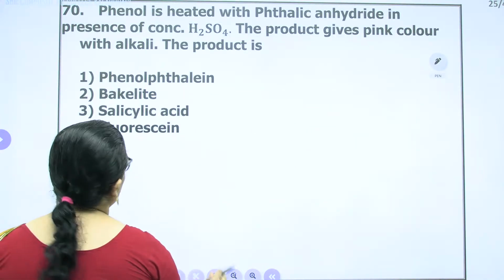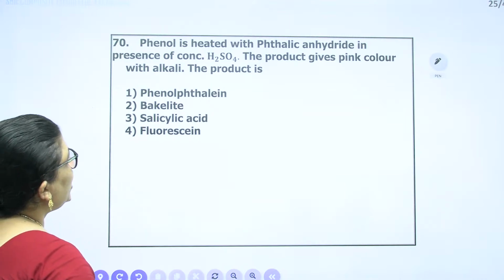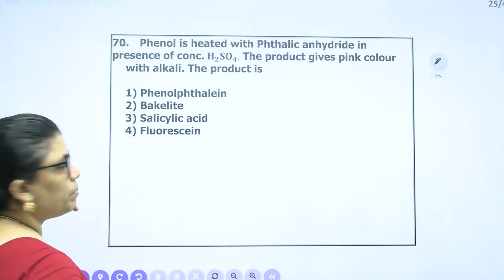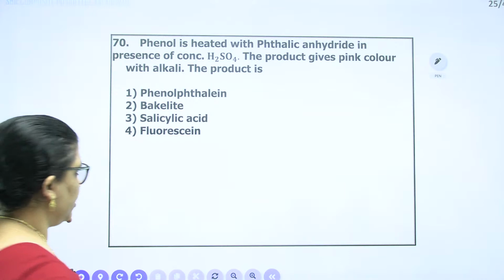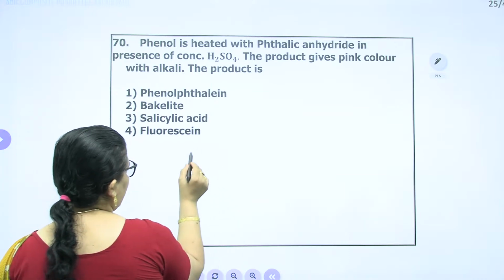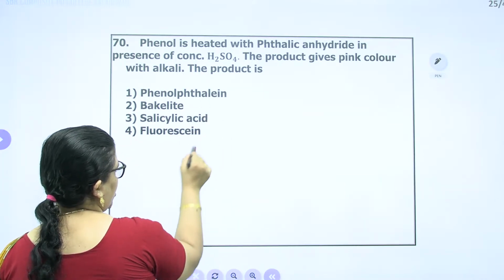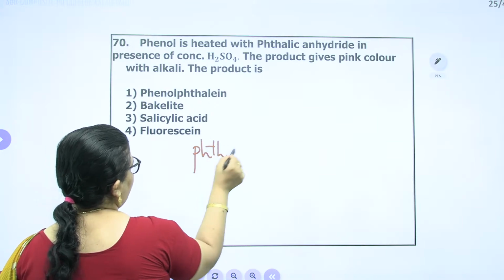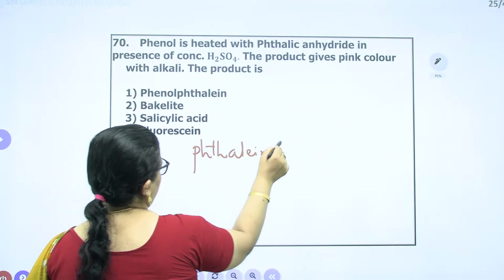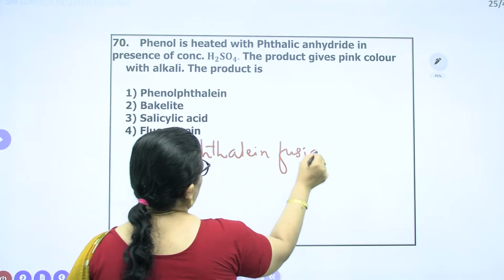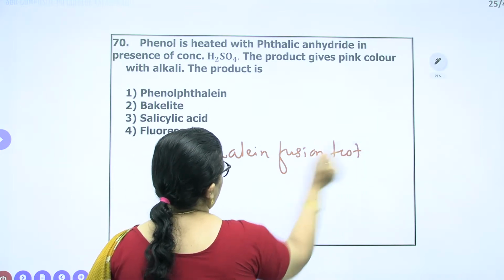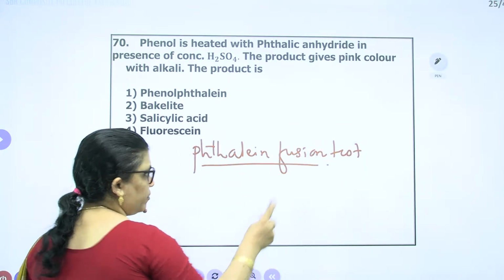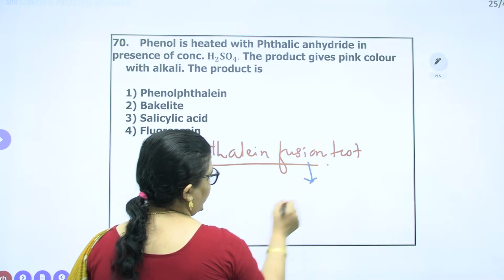Question number 70. Phenol heated with phthalic anhydride in presence of sulfuric acid. When phenol is treated with phthalic anhydride, this reaction is called the phthalein fusion test. The phthalein fusion test will produce phenolphthalein.